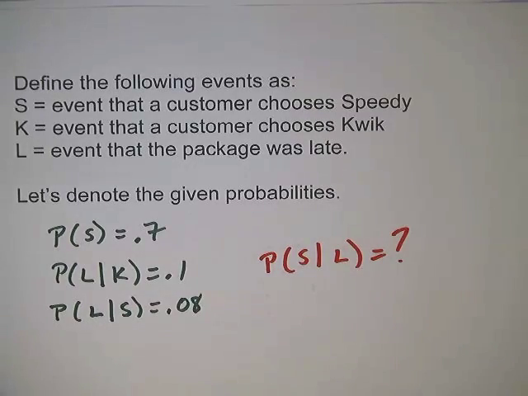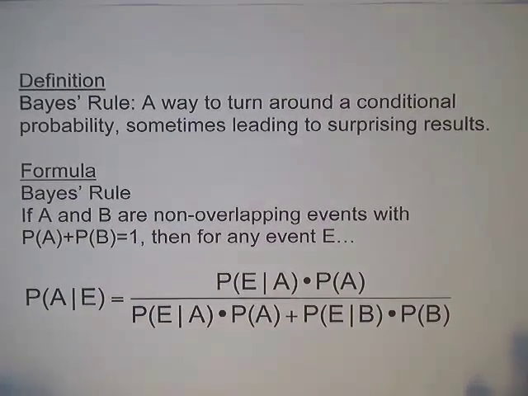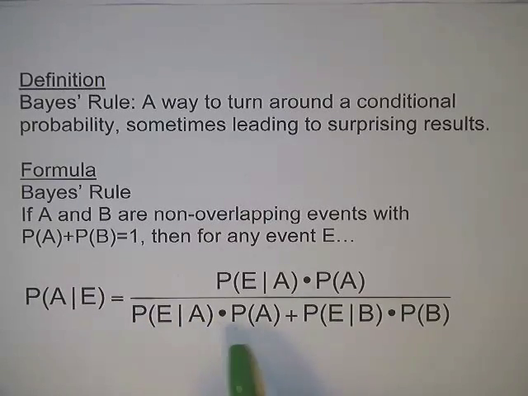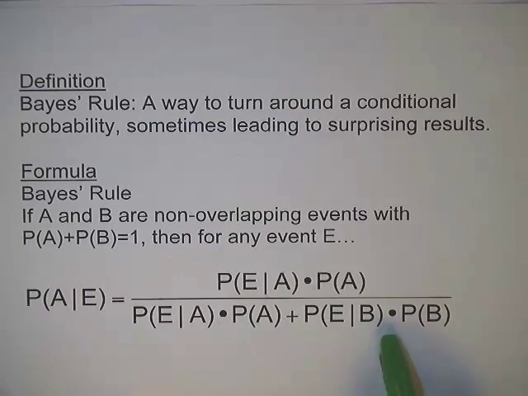So if you're faced with this situation, Bayes' rule is the rule you want to use. Bayes' rule is a way to turn around a conditional probability, sometimes leading to surprising results. Now, the formula is pretty large. We're going to break it down using a tree diagram in a minute. If A and B are non-overlapping events with the probability of A plus the probability of B equaling 1, then for any event E, the probability of A given E is equal to the probability of E given A times the probability of A, over the probability of E given A times the probability of A, plus the probability of E given B times the probability of B.